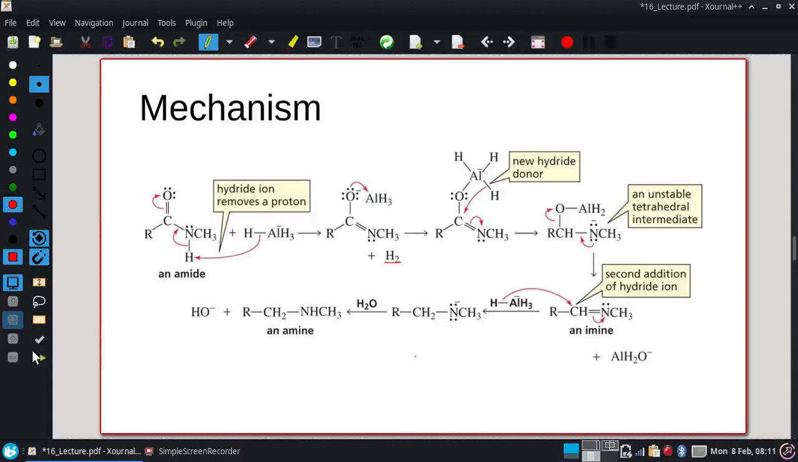But as that formed, this OALH2 is able to leave a heck of a lot easier, and we actually reform an imine. Very similar to this imine, but this one's going to be a lot more stable. And now we have a proton attack it from the ALH4 again. And we now have our amine with 2 H's added to the carbon that was the carbonyl.